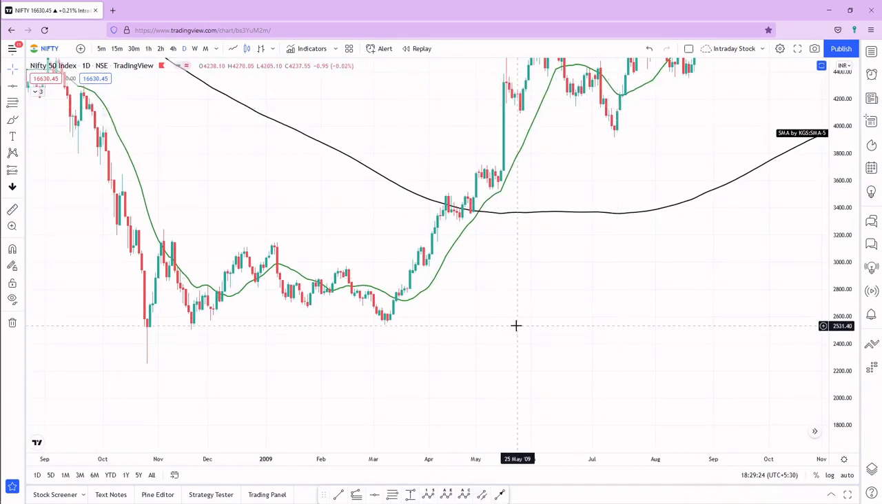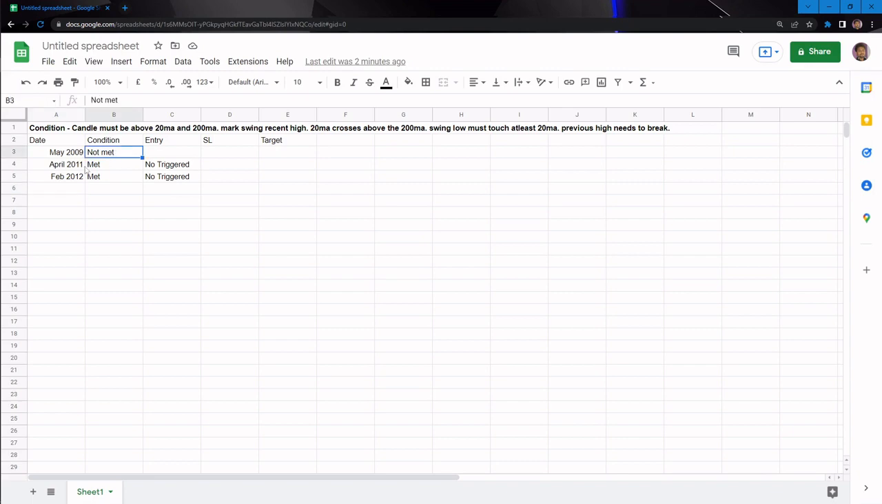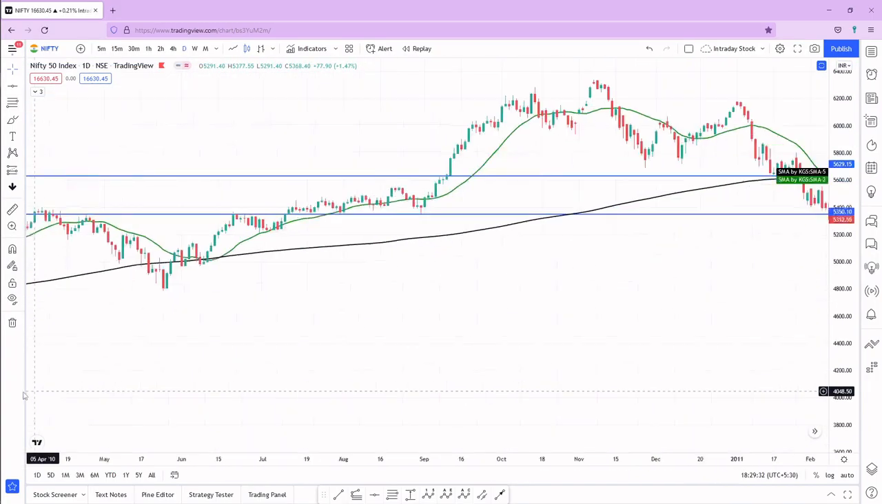Okay, this is May 2000, right? Here the condition was not met. We did not touch the 20 SMA, so the condition was not met. Then we will go to April 2011.